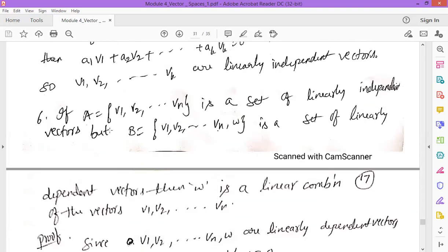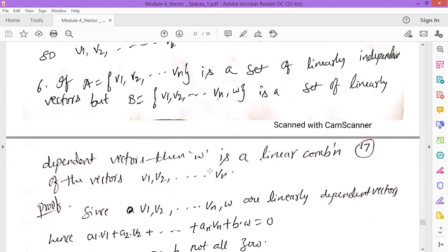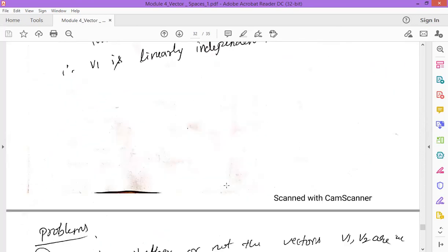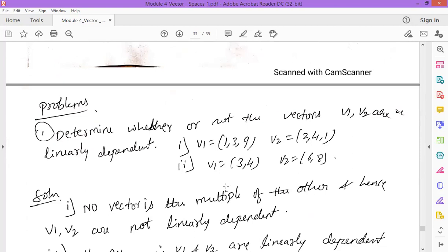And the sixth one: suppose we have the set v1 to vn, a set of linearly independent vectors, but v1, v2 up to vn, w is a set of linearly dependent vectors. Then we can say that w is a linear combination of the vectors v1, v2 up to vn. On this we'll take up the problem. So next we'll take up the problems.